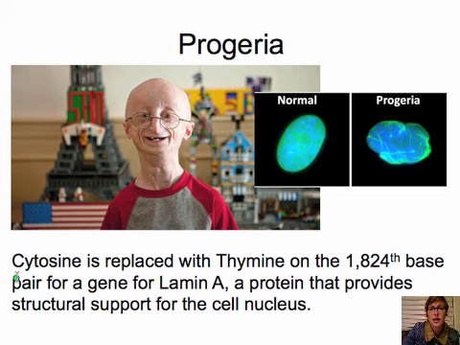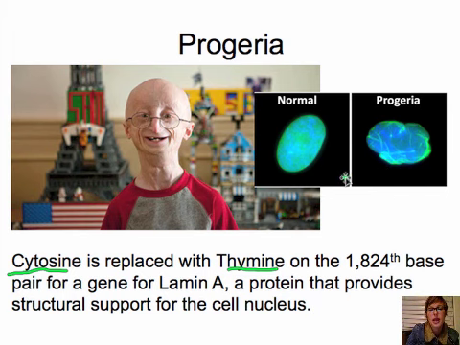Progeria is when one cytosine is replaced with a thymine on the 1824th base pair of a gene for lamin. So basically lamin A is a gene with a ton of base pairs, and on the 1824th base pair it should be cytosine, but instead it's thymine. And if it's thymine, then your lamin A protein, which provides structural support for the nucleus, does not work anymore. And if we look at what that means for the cells, we have a normal healthy cell here. Progeria cells seem to be a little deflated and have less structural support. And progeria is known as the rapid aging disease.